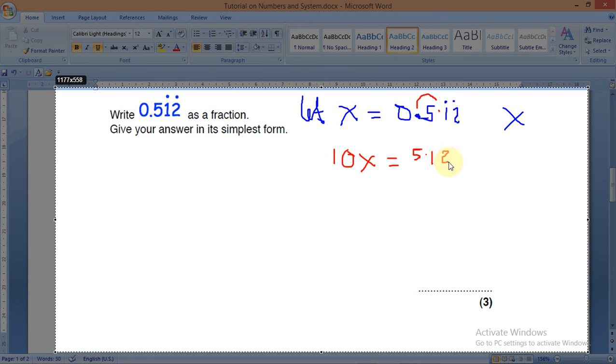5.12. Now I said earlier that we should write the recurring digit like 3 times. So I can write 1 2, then I can write 1 2 again, and keep writing like that. So this one is okay. This is my equation 1.